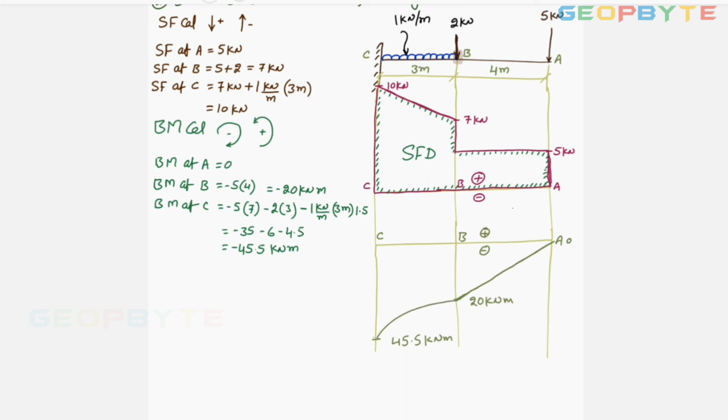So in between the A and B, since point load effect is there, the bending moment diagram is a straight line. But between the B and C, UDL is there. That UDL is causing parabolic variation in the bending moment diagram. So now let us close it. We are closing the diagram.